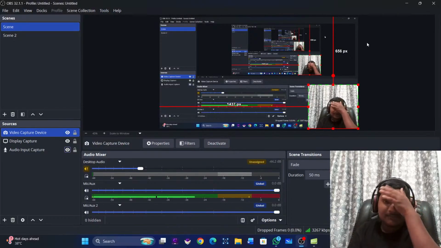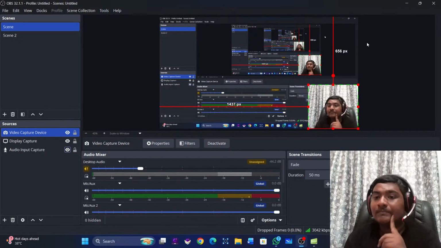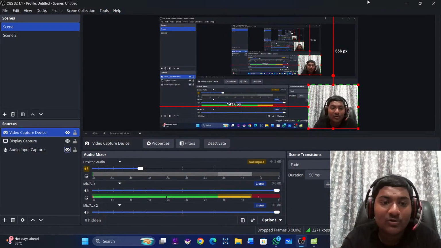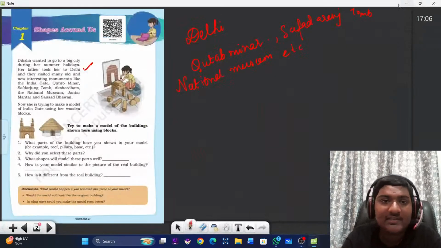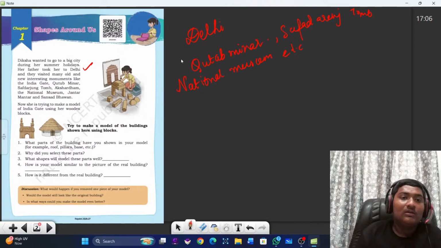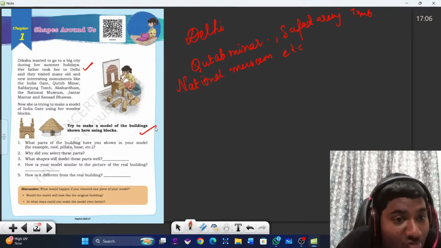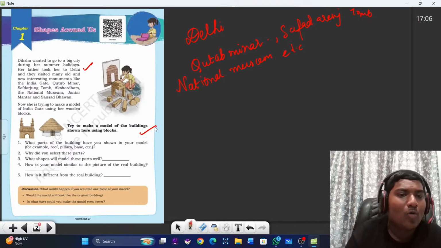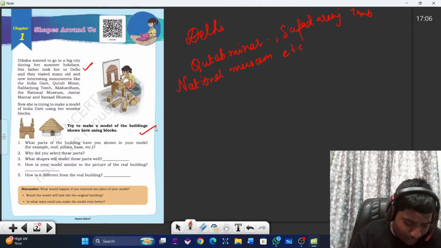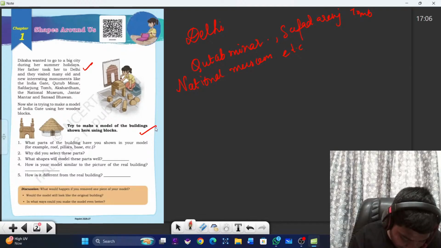Yes, children. Yes, I'm going to start now. Let us directly jump into the main content of the lesson. Try to make a model of the buildings shown here using blocks. What parts of the building have you shown in your model? For example, roof, pillars, base, etc. So now, just tell me what your answer to the first question will be.